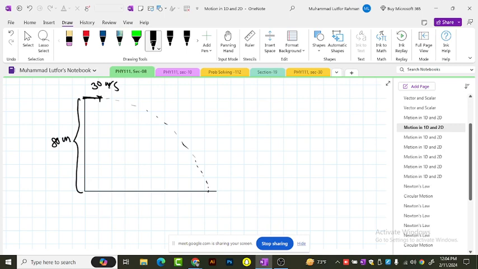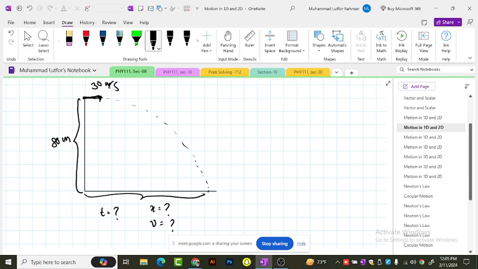Now my question is, where will it strike the ground, and with what velocity? This is my question simply. Now if you want to find the displacement, you need the time. I can ask what time it will take to come down, because I need that time. If I do not know the time, I cannot find it.